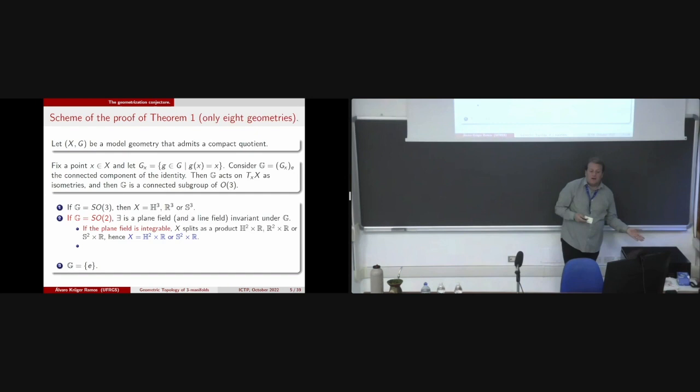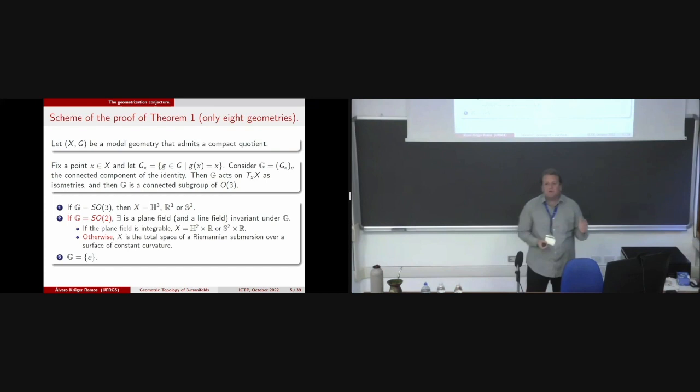Finally, if this plane field is not integrable, then you have a non-trivial submersion over something of constant curvature. And then we know that you are either the Berger spheres, Nil3, or SL2R tilde. But yesterday I said that the Berger spheres don't have maximal isometry group. You can extend the group of isometries of the Berger spheres to the group of isometries of S3. So it's not Berger spheres, and you have either Nil or SL.